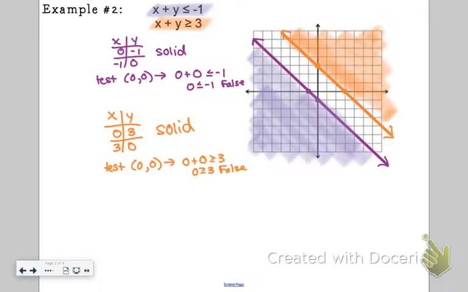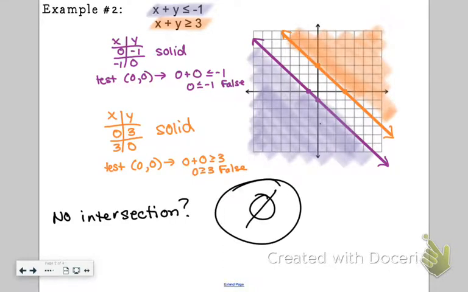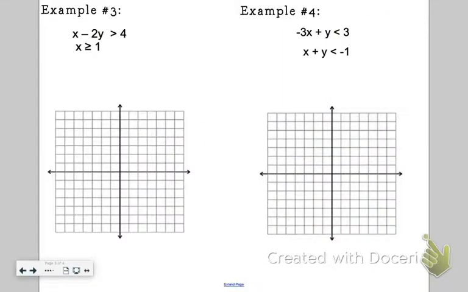Now notice our shaded areas don't intersect. So this is a perfect example of no solution. If the shaded areas do not intersect, then there's no answer. There is no ordered pair that will make both of them true.